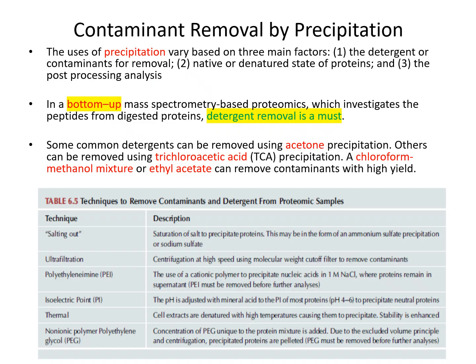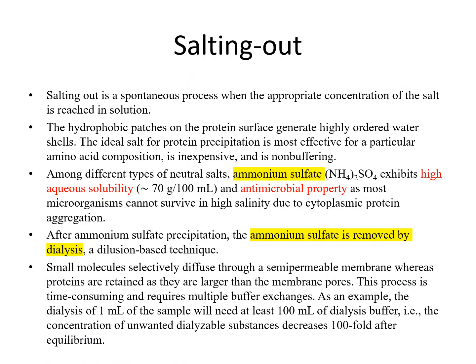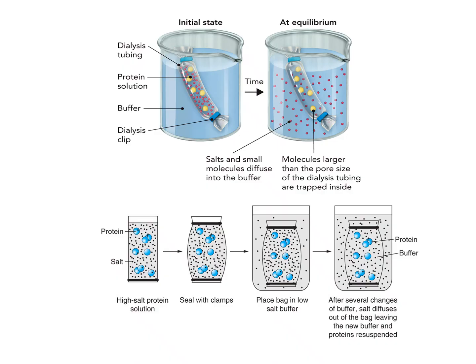So you can have salting out, which means you saturate the salt to precipitate the protein. Normally you use ammonium sulfate precipitation or sodium sulfate, and most of the time we use ammonium sulfate at high salinity to precipitate the protein. Then you can remove the ammonium sulfate through dialysis, just like this figure here. In dialysis, you have dialysis tubing with the sample inside the membrane, and then you have buffer outside. Over time, at equilibrium, those small molecules, which is the salt, will move out from the membrane, leaving the protein inside the dialysis tubing. So that's the dialysis to remove the salt after the salting out.